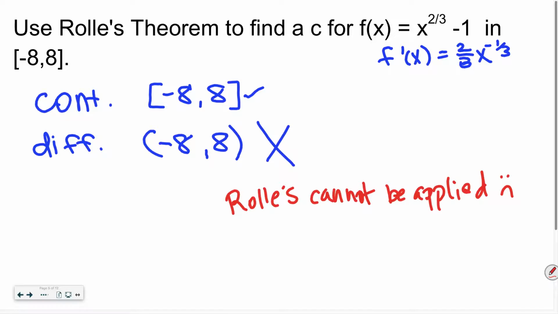Okay, so Rolle's theorem cannot be applied. Which is why it is important for you to check those 3 stipulations. Okay, is it continuous? Is it differentiable? Are our y values the same?